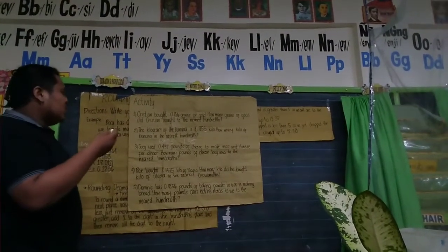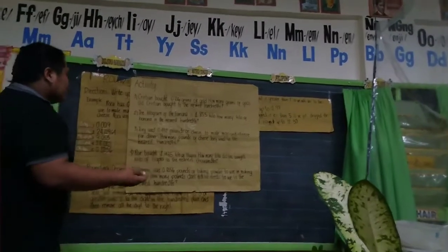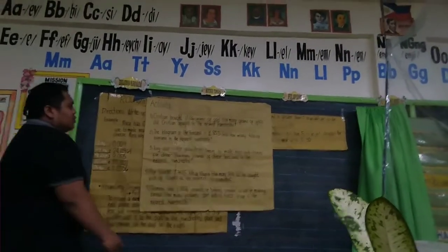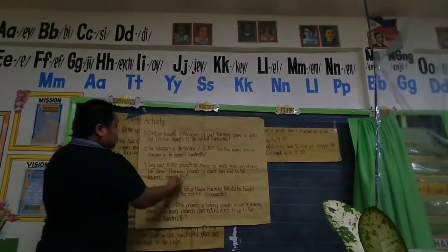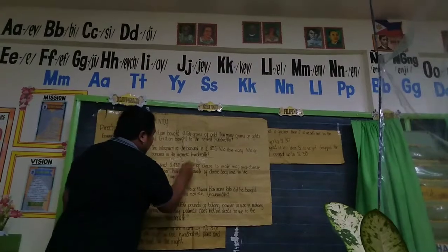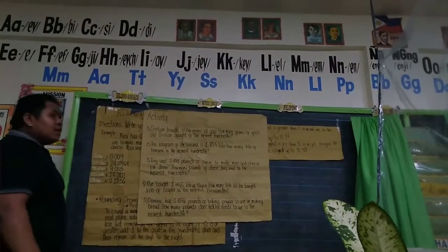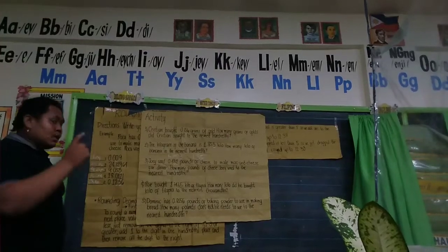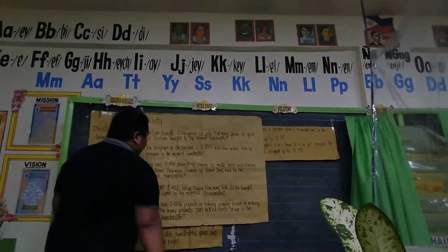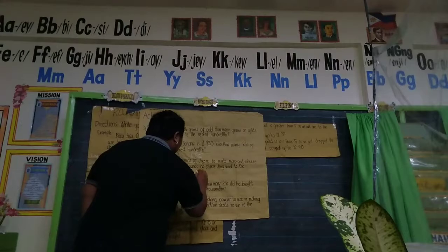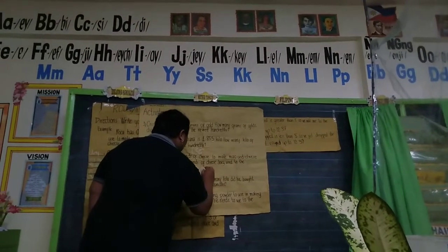0.432 pounds of cheese to make mac and cheese for dinner. So, which is the hundredths place? Correct, the number 3. And is number 2 greater than 5 or less? Yes, you are correct. It is less. So, which means the answer is 0.43.